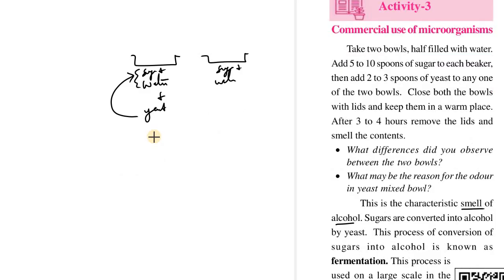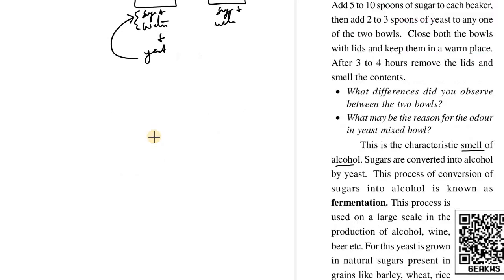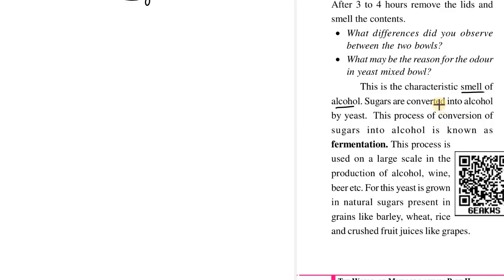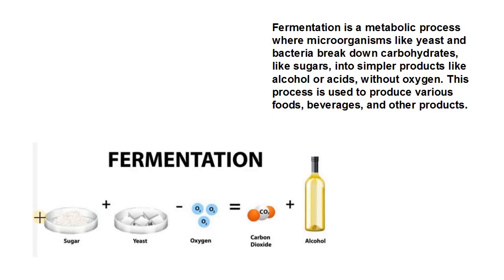And this is the reason: sugars are converted into alcohol by yeast, and this process of conversion of sugar into alcohol is known as fermentation. This process is used on a large scale in the production of alcohol, wine, beer, etc. And for this, yeast is grown in natural sugars present in grains like barley, wheat, rice, and crushed fruit juices like grapes. So let's look into a little more detail.